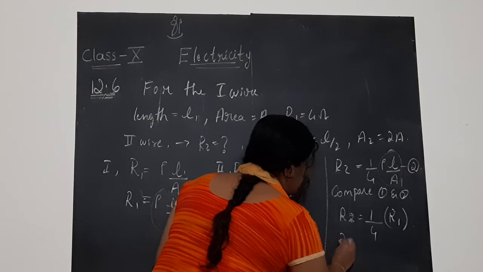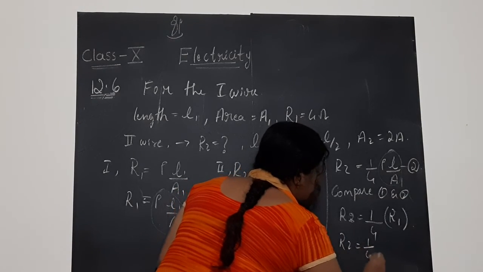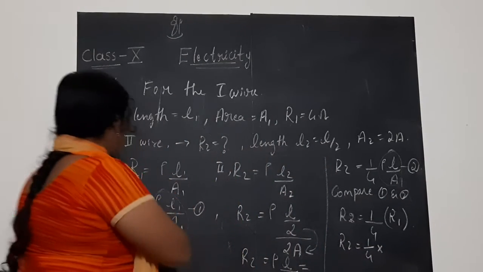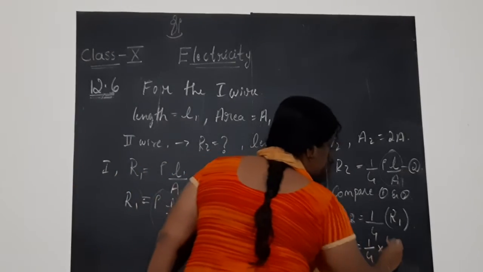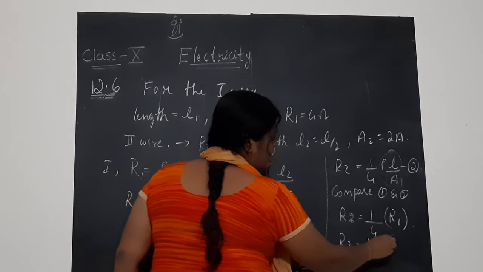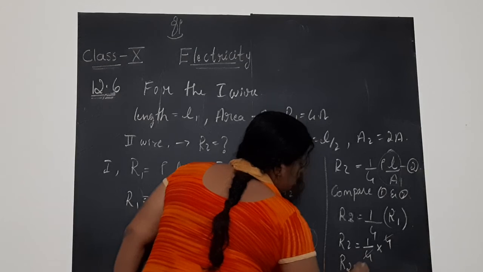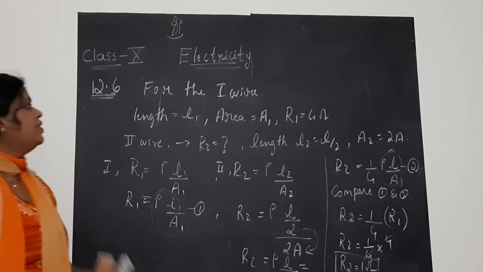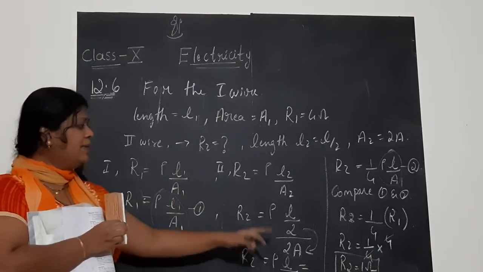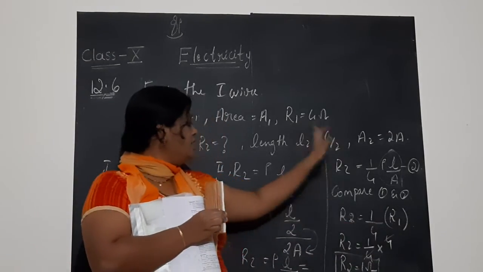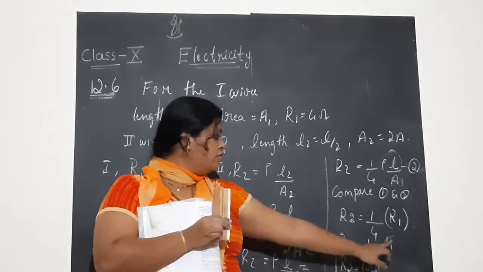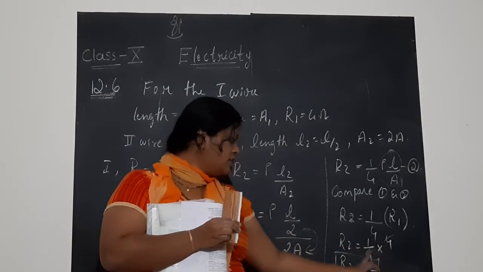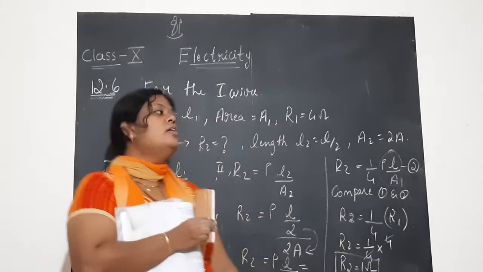So, now R2 is equal to 1 by 4 into, what is resistance R1? It is 4. 4 ones are 4, ones are 4. So, R2 is 1 ohm. Hope you have understood the simplification. R1 is 4 ohm from the given value. 4 ones are 4 gets cancelled. The value is 1. R2 is 1 ohm.